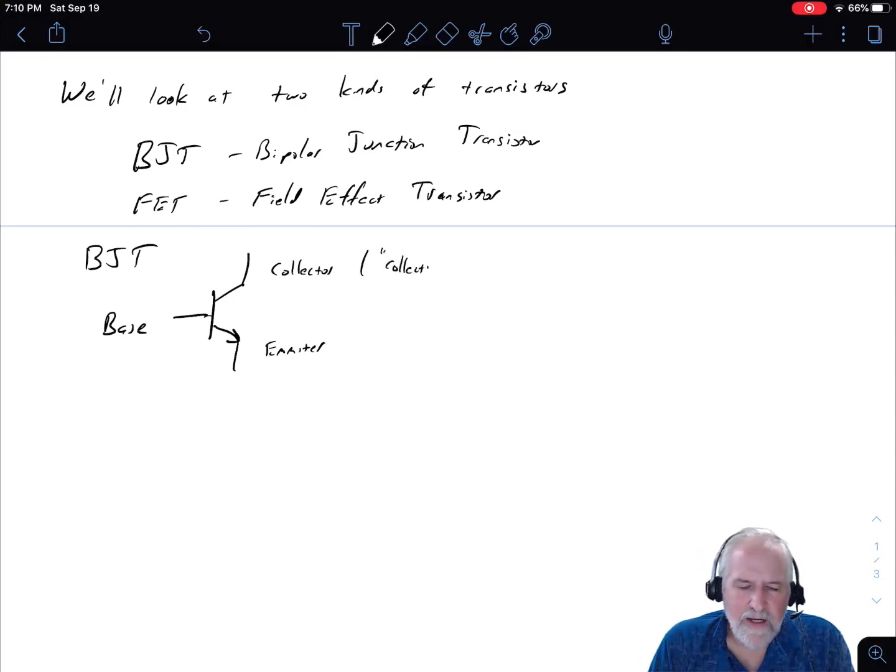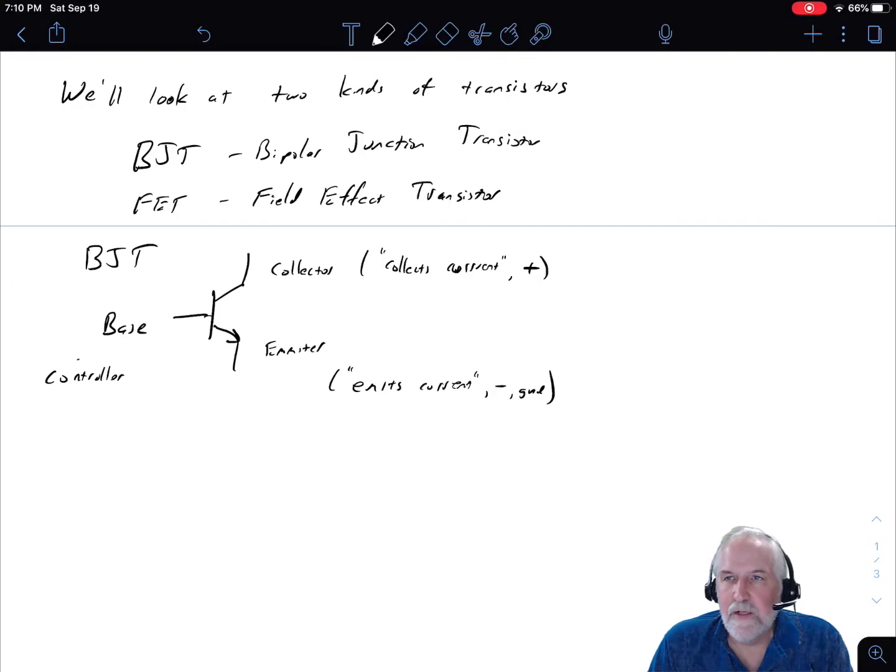We think of the collector as where usually the main current of your circuit flows into it. So think of it as collecting the current. And it flows out the emitter. So the main thing you're trying to control, the current, is flowing through the collector to the emitter. Often we have the emitter going to the ground, but think of it as emitting the current. And the base is the controller, right? It's what we do at the base that determines whether or not current flows from the collector to the emitter. Pretty simple, really.